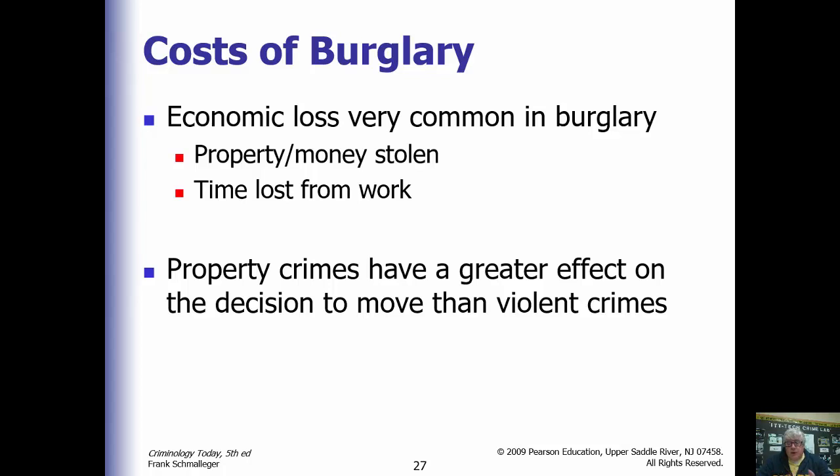And this is a very interesting thing. You see what's on the screen here. Property crimes have a greater effect on the decision to move than violent crimes, according to the research. Now, it kind of depends. If you live in a neighborhood where you're afraid to walk out the door because of violent crime, you're probably going to try to get out. Unfortunately, people that live in that situation generally can't afford to. But in neighborhoods where burglaries occur, burglars are looking for targets where they can get some good stuff. So they're going to burglarize everywhere, but according to the data, people are more likely to move based upon property crimes.